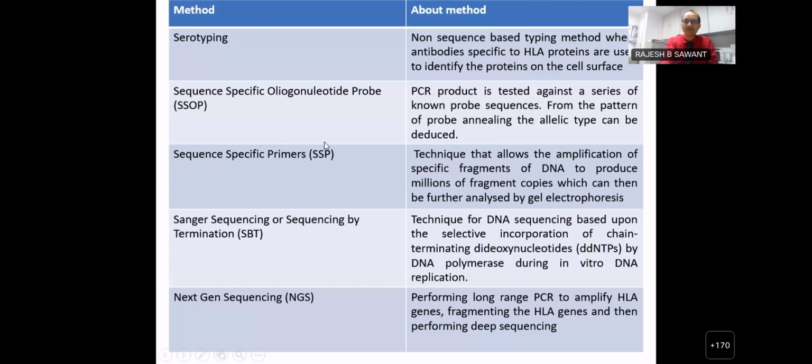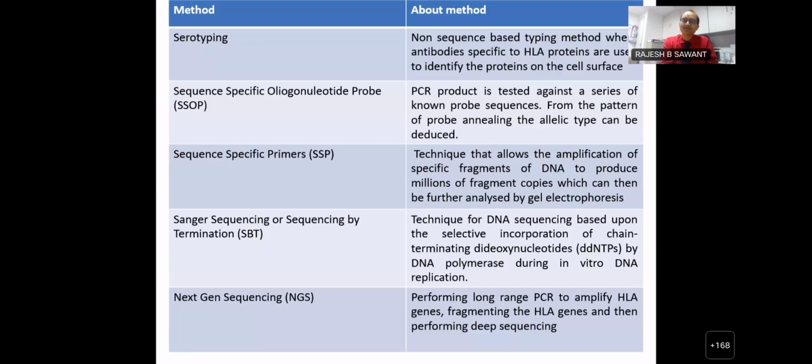Then we had the SSOP, that is sequence specific oligonucleotide probe. So this involved a PCR product that is tested against a series of known probe sequences. Then came the SSP, that is sequence-specific primers, and this technique allows the amplification of specific fragments of the DNA to produce millions of fragment copies, which can then be further analyzed by gel electrophoresis. Then we had the Sanger sequencing or sequence-based typing, SBT, a technique for DNA sequencing based upon the selective incorporation of chain terminating dideoxynucleotides by DNA polymerase during in vitro DNA replication.